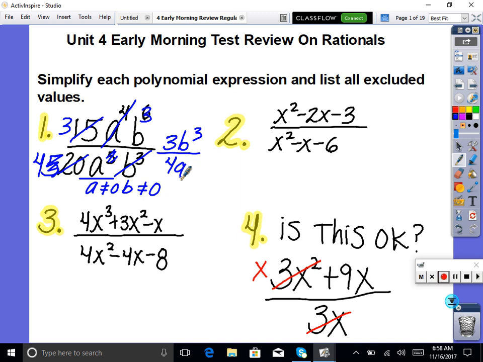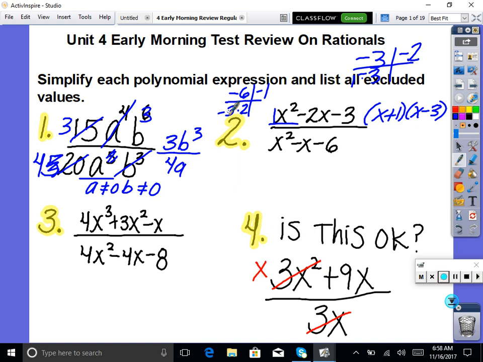Looking at number 2, for example, it says simplify and state the excluded values. We've got to factor at the top. What multiplies to be -3 and adds up to be -2? 1 times 3, -3. So the top factors to be x plus 1, x minus 3. Making sure you can quick factor is really important. And on the bottom, what multiplies to be -6 and adds up to be -1? 3 times 2, -3, +2. So we can quick factor again. So I have x minus 3, x plus 2.